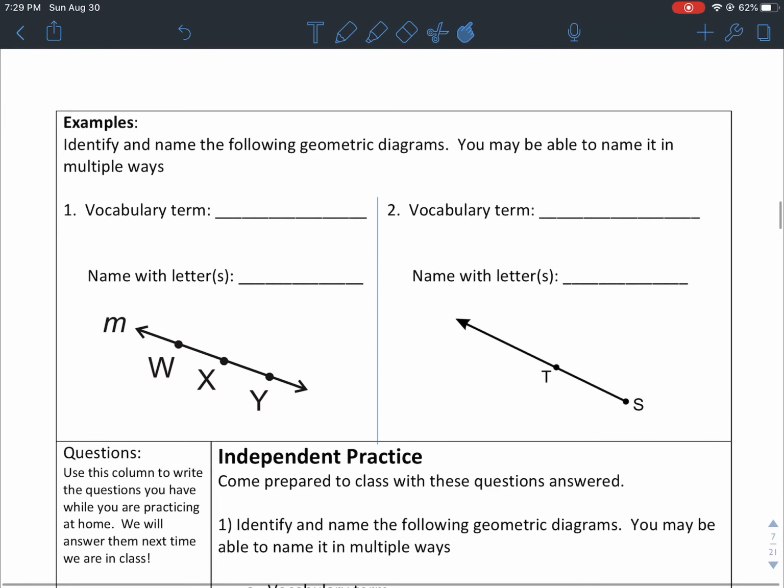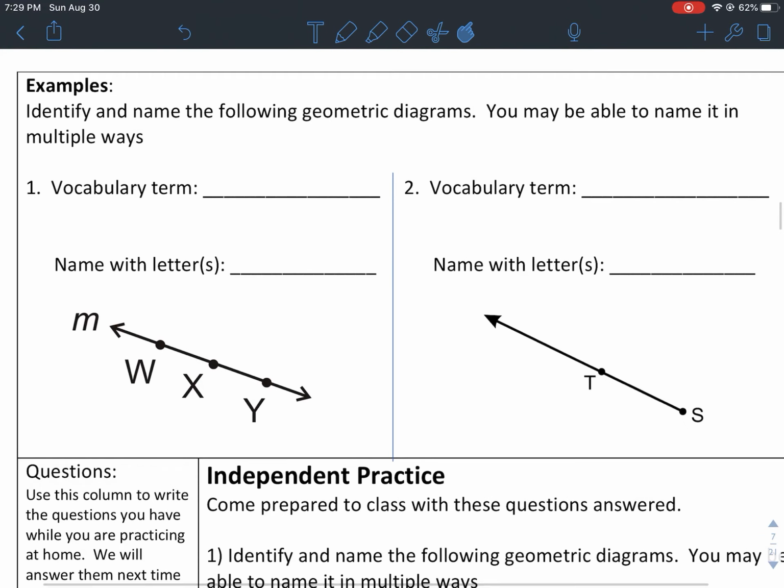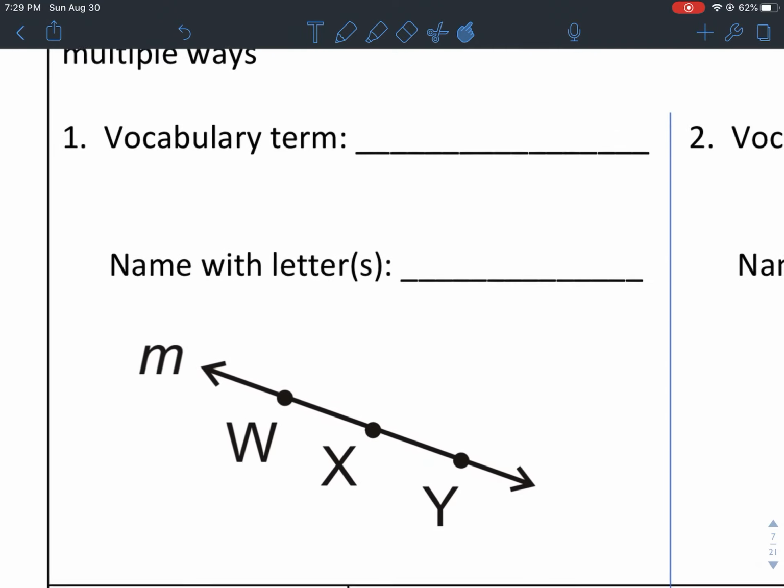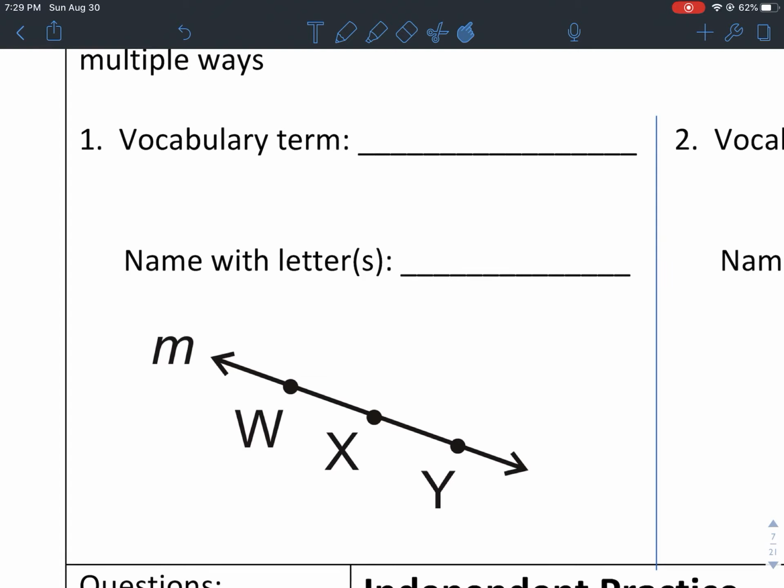Let's take a look at one quick example before we wrap it up. It says, identify and name the following geometric diagrams. You may be able to name it in multiple ways. Let's take a look at the first one. Now we need to identify this. Because it has 2 arrows at the ends, I am going to identify this as a line. Now how to name it? There are multiple ways. This is line M.